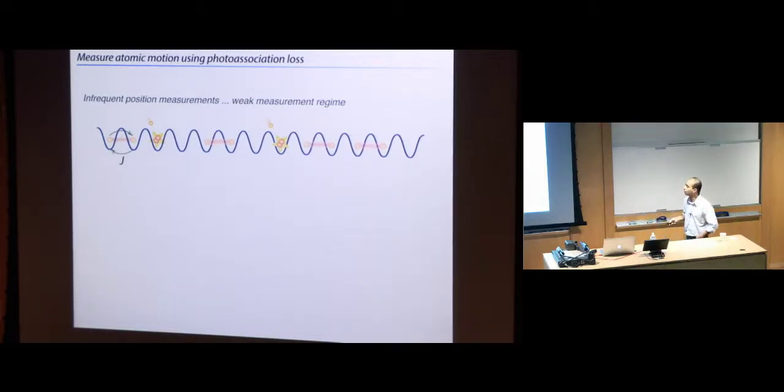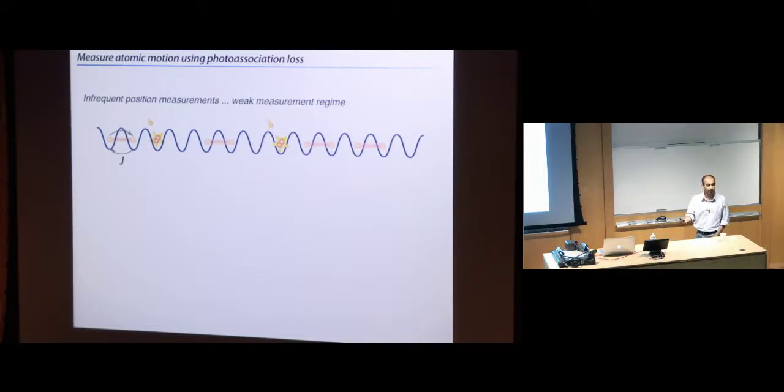So basically what you need to understand is that if I have one atom that's tunneling around, then usually nothing happens. If there are two atoms in the same lattice site and one of them happens to be in the excited state, then that forms an immediate photomolecule which is kicked out of the trap. So I can look at the rate at which there are two atoms in a single lattice site by the rate at which the atoms disappear from my trap.